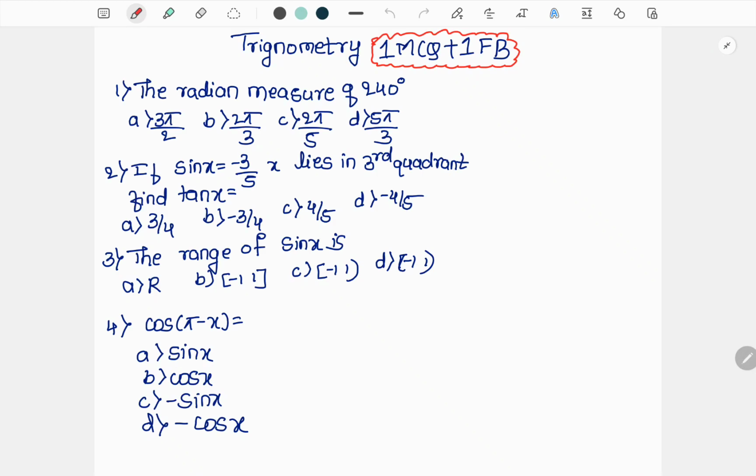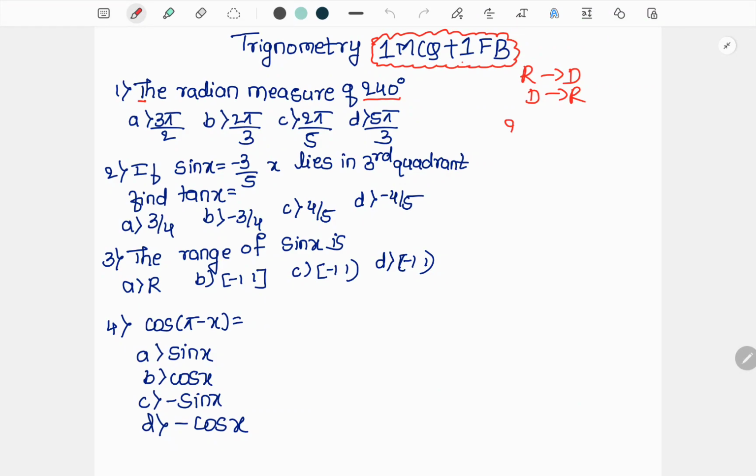Hello dear students. So now we are going to discuss MCQ and fill in the blank in trigonometry. So one MCQ, one fill in the blank you are going to get from this. See the first question. The radian measure of 240 degree. See how to convert radian to degree, degree to radian. That is also a very important thing. Usually they will ask the questions.